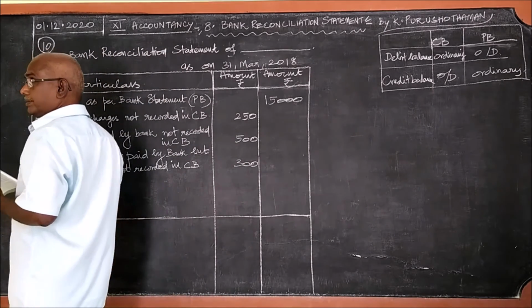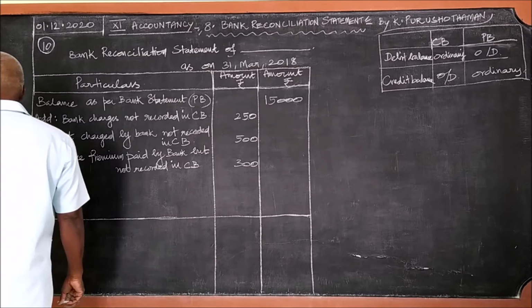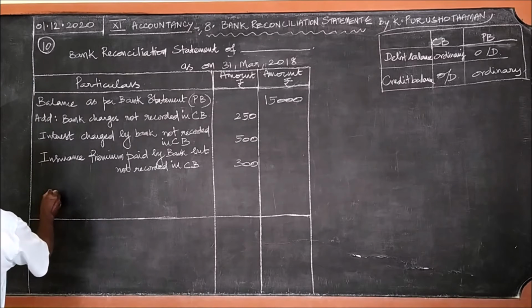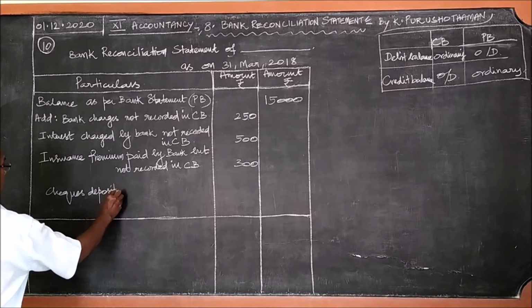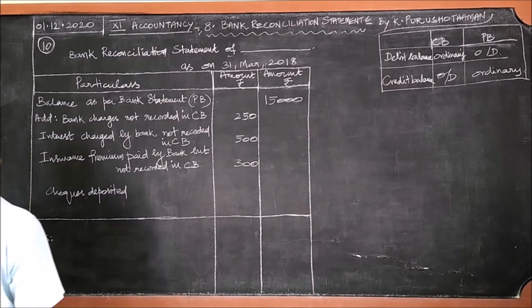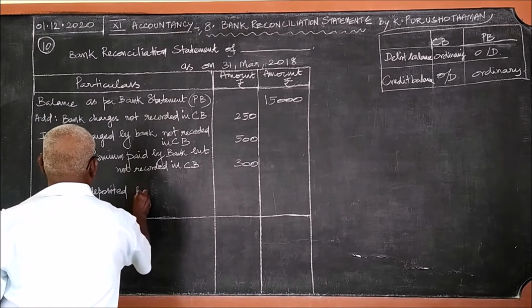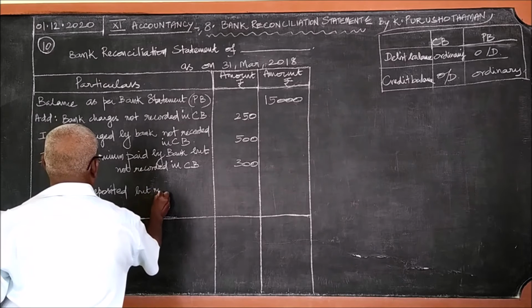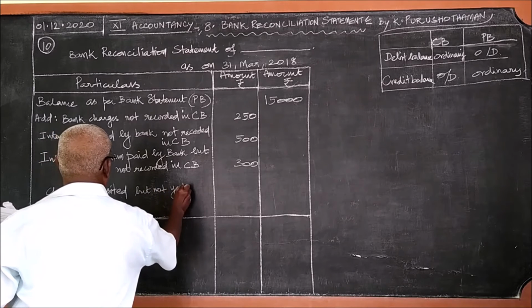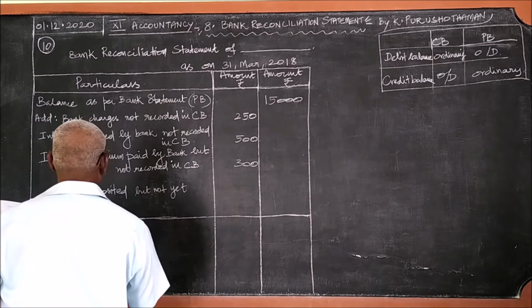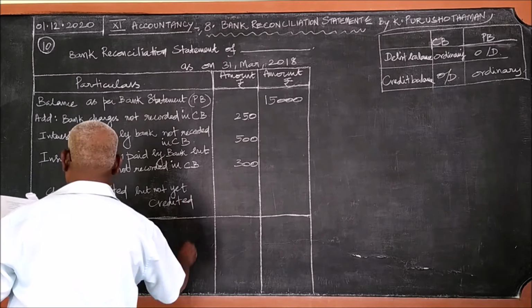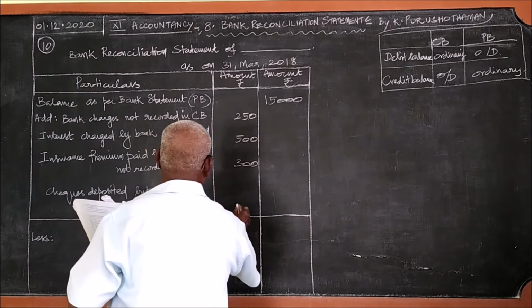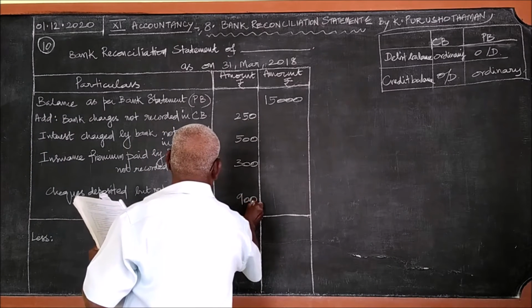Then the next item, checks deposited but not yet credited. This is 900.